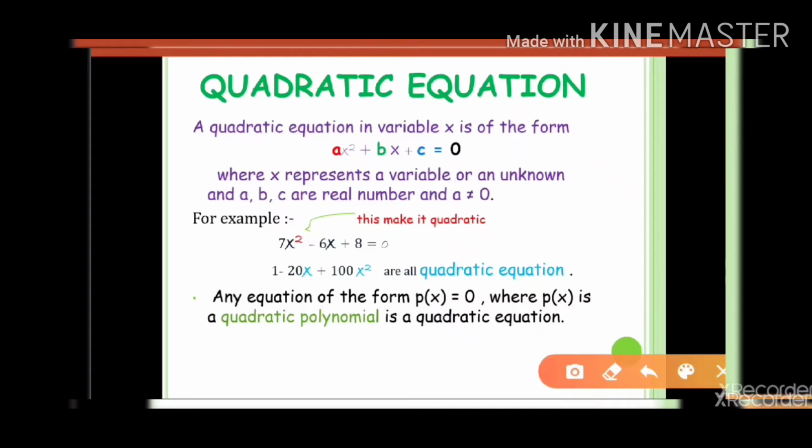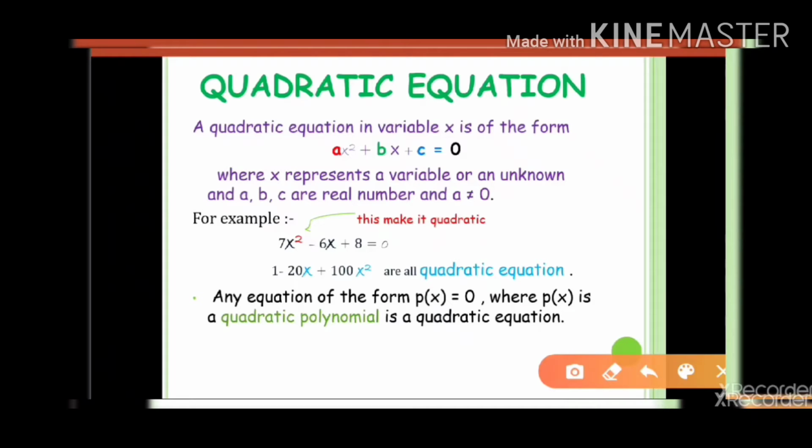It is given that a is not equal to 0. When a is equal to 0, then this term becomes 0 and the remaining term is bx plus c equal to 0, and this becomes linear. Then the equation becomes a linear equation.